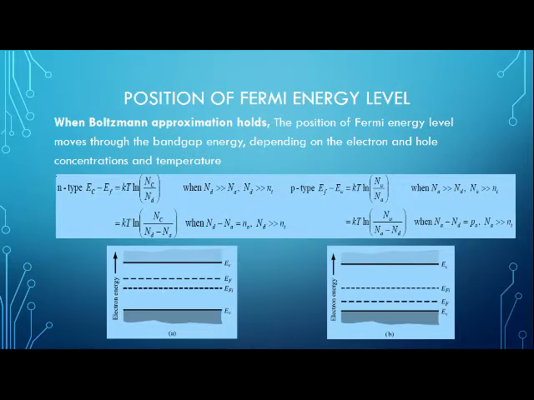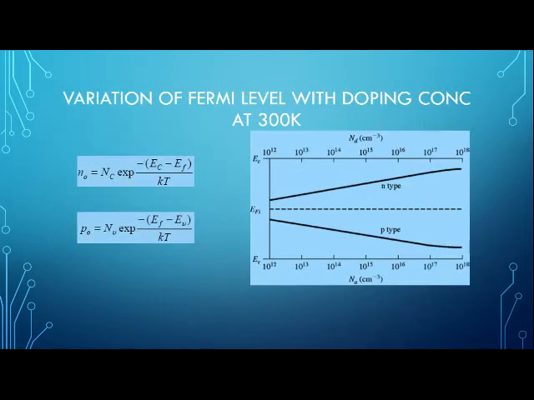The position of the Fermi energy level moves through the band gap energy depending on the electron and hole concentration and temperature. The graph shows that the energy is above the intrinsic Fermi energy level when electrons are added, and when holes are added, the energy is below the Fermi energy level. Doping concentration at 300 Kelvin, where n naught and p naught are given by these equations. The graph shows that the Fermi energy is linearly increasing in n-type and linearly decreasing in p-type semiconductors.